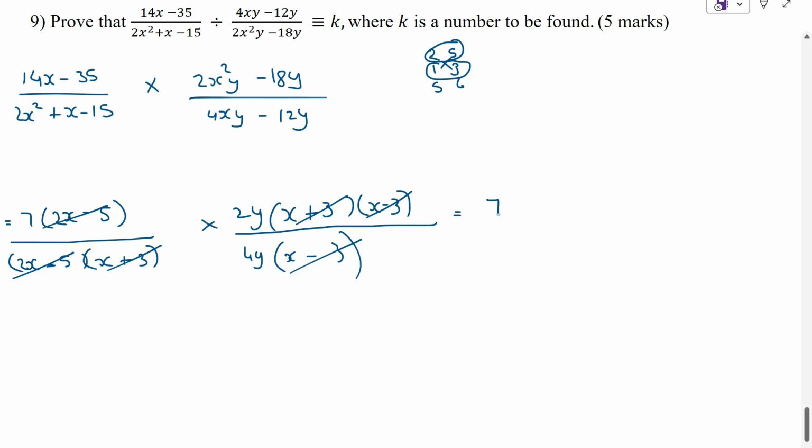So now we're actually left with just 7 over 1 multiplied by 2y over 4y. Okay, and this 2 and 4 can be cancelled out, so this can be just 1 and this can be 2. And as we have y over y, this can cancel out as well. Okay, I hope this is clear and you can see it. So that just leaves us with 7 multiplied by 1, so just 7, over 1 multiplied by 2, which is 2, leaving us with an answer of k as 3.5.